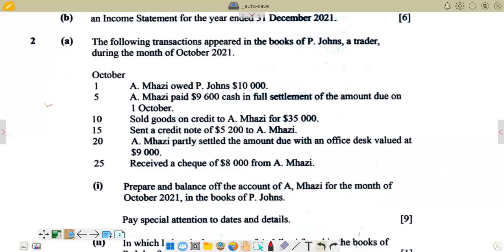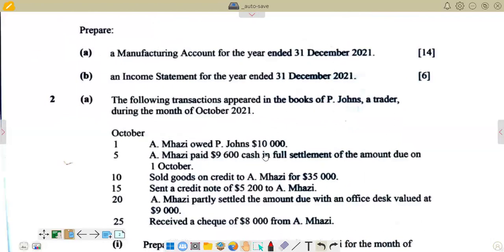So what does it mean to pay attention to dates and details? It means that in your answer, you are supposed to present the column for dates, and then present every transaction that you enter in that account. You are supposed to show the date on which it occurred. If you go to the beginning of the question, that is where we have an indication of how we're going to go about it.